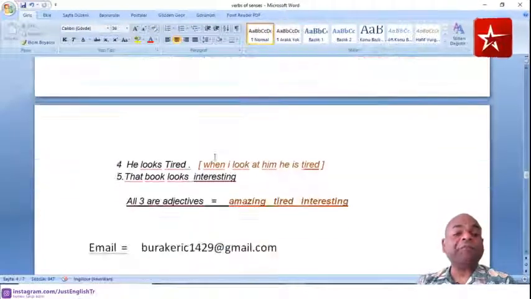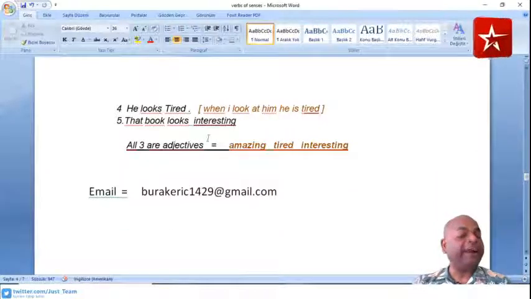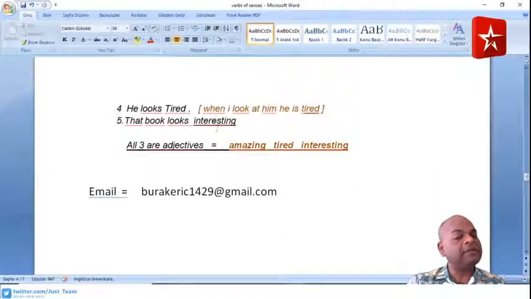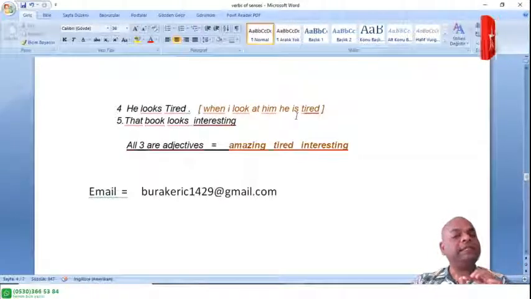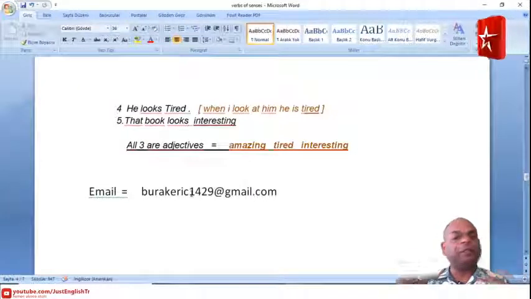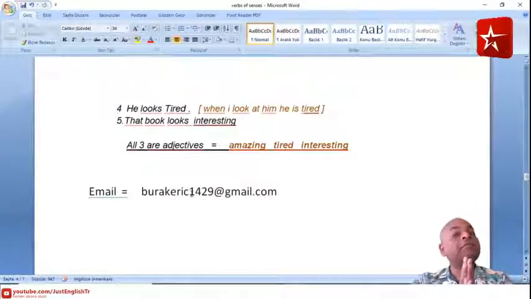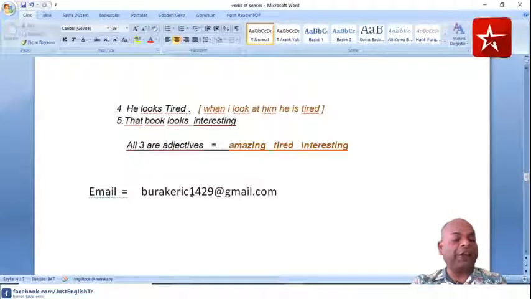Number 4, it says here, he looks tired. Now when you say he looks tired, it means what? When I look at him, he is tired. It means when you look at the person, he looks tired. All right? That's why we say he looks tired.